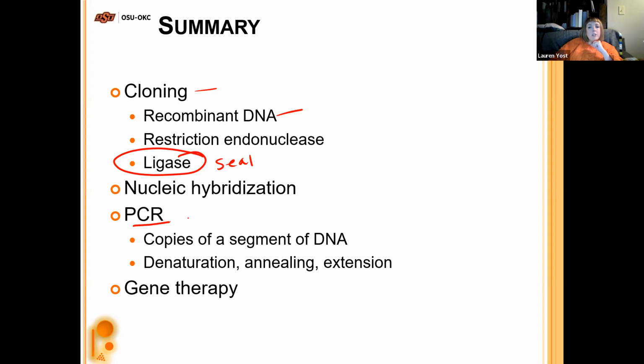PCR, polymerase chain reaction, just copying DNA pieces. A lot of them. We can get a lot of new copies from one source, one very, very small amount, right? Know the steps of it and know what is needed for it. We have denaturation, usually that's heat, splitting those double strands apart into single strands. Annealing, by annealing, that's bringing back together.